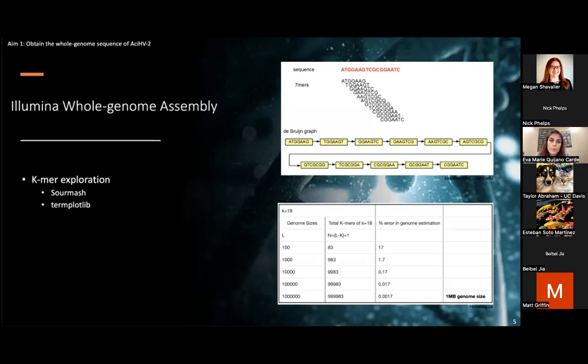I started with some k-mer exploration, which allows you to assess the raw data and estimate the genome size. For those of you that may not know k-mers, these are overlapping genome fragments of a predetermined size that immensely facilitate the processing of the data and significantly reduce the computational time. So in this example, you would have 7-mers because they're k-mers of 7 nucleotides. And we have evidence that at the 100 kilobase level, which is where we expect CHV2 to be, the error in estimation is less than 0.02%.